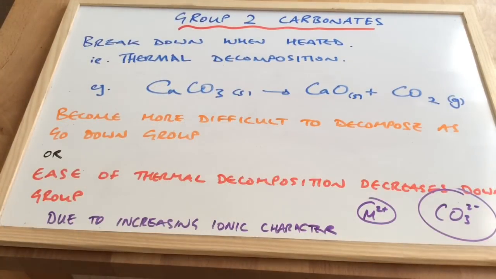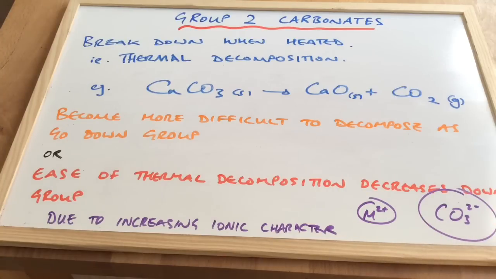The reason for that, if you're interested, it's not tested, but if you are interested, it's due to the increasing ionic character as you go down the group. So I'll just quickly explain that with these two diagrams here. These metal carbonates are made up of the M2+ ion and the CO3 2- ion, the carbonate ion. As you go down the group, the radius of the M2+ ion gets bigger and bigger, and what it becomes less and less able to do is polarize the carbonate ion.